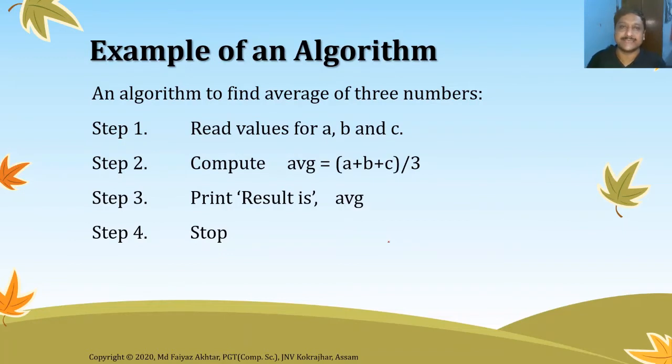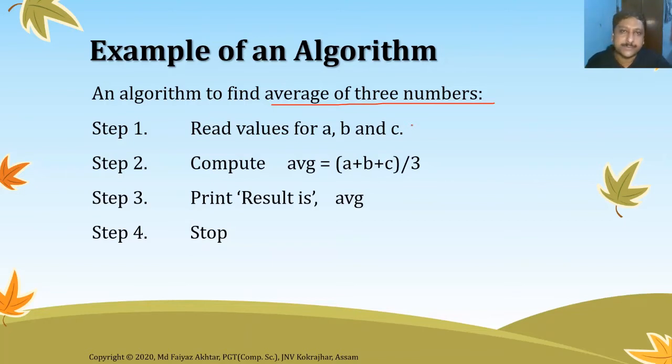Now this is an example of an algorithm: an algorithm to find the average of 3 numbers. To find the average of 3 numbers, what do we do? We add all the 3 numbers and divide by 3. This will give us the average of the numbers.